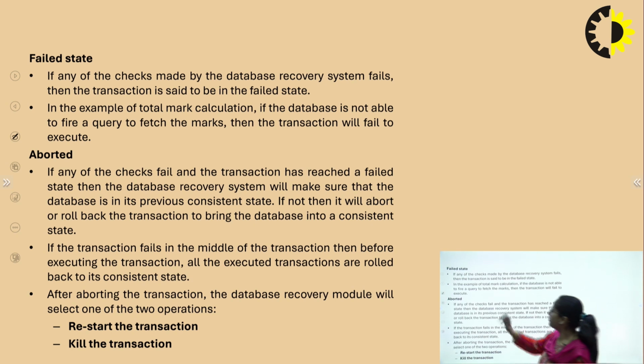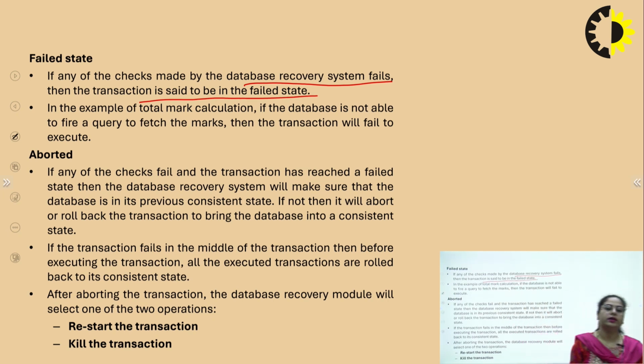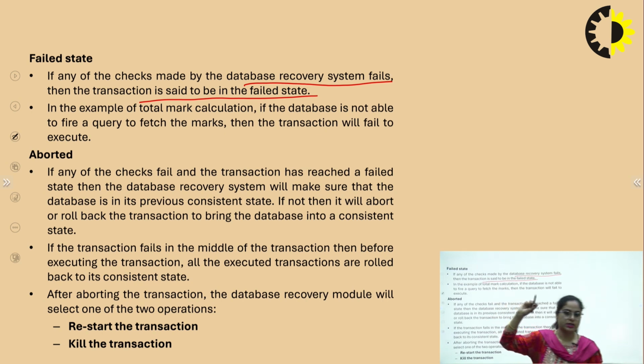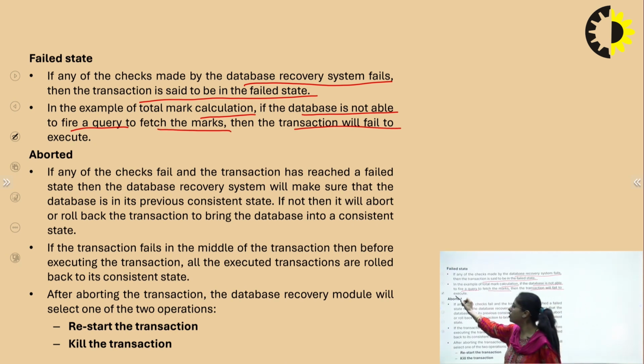In the failed state, if any of the checks made by the database recovery system fails, then the transaction is said to be in the failed state. Various system failures can occur, like the system crashing or power failure. There are lots of reasons our system can fail. So if our transaction fails, then that transaction will go to the failed state. In the total mark calculation example, if the database is not able to fire a query to fetch the marks, then the transaction will fail to execute.